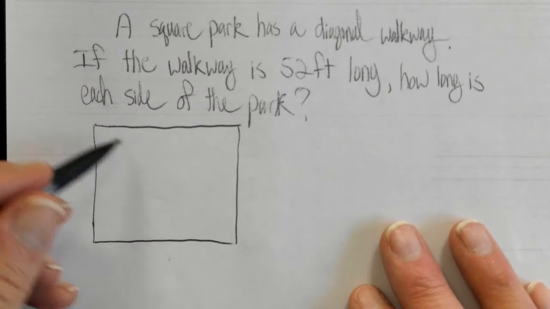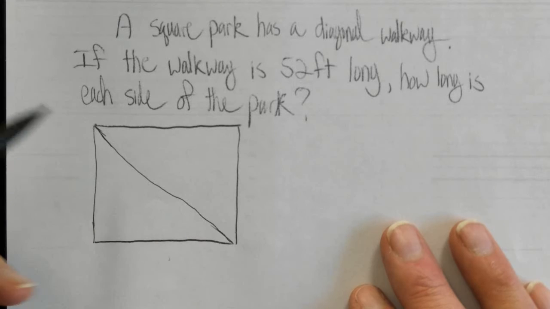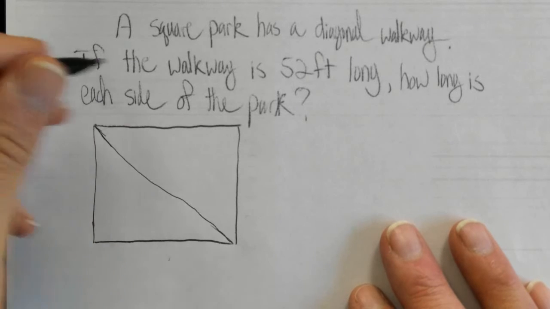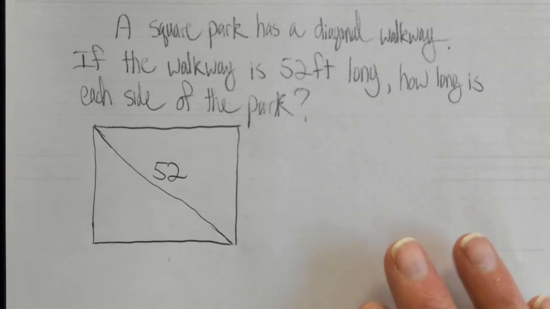And it has a diagonal walkway. That means from one corner to the other corner. Diagonal, right? And the diagonal walkway is 52 feet long. I'm going to label it as a 52. How long is each side of the park?